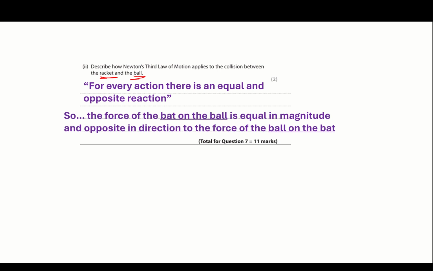Next one, describe how Newton's third law of motion applies to the collision between the racket and the ball. So let's state Newton's third law of motion. For every action, there is an equal and opposite reaction. But then the next part, we've got to talk about the racket and the ball. I'm going to use the word bat because when I had racket, it didn't fit in the lines. So you've now got to say the force of the bat or the racket on the ball is equal in size and opposite in direction to the force of the ball on the bat. And you can see I've underlined the bit we're going to talk about: racket on ball, ball on racket, equal in size, opposite in direction. Tricky question. Takes a bit of practice, but with loads of practice, you'll find these easy.